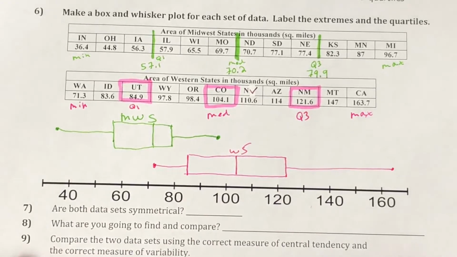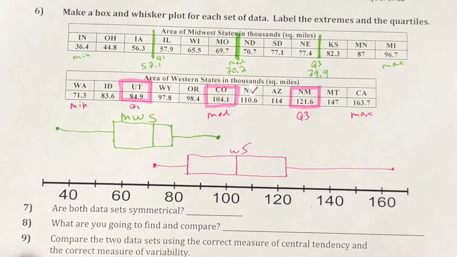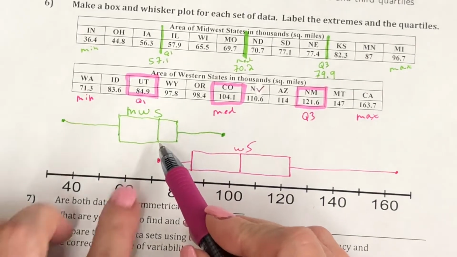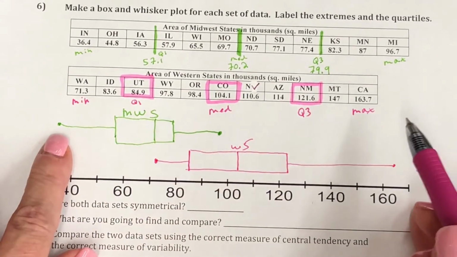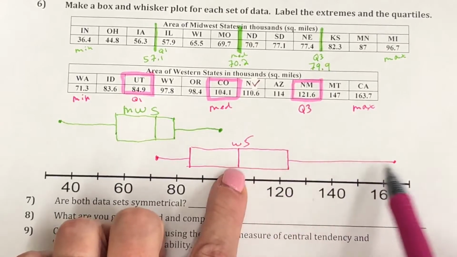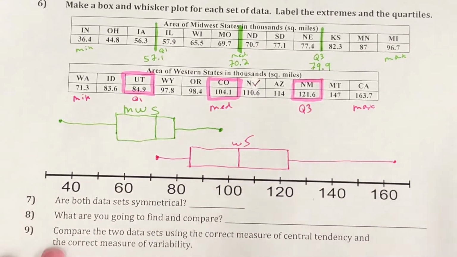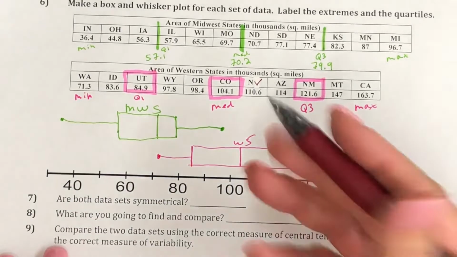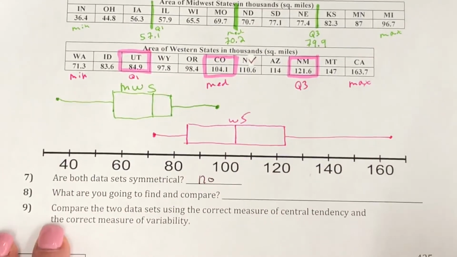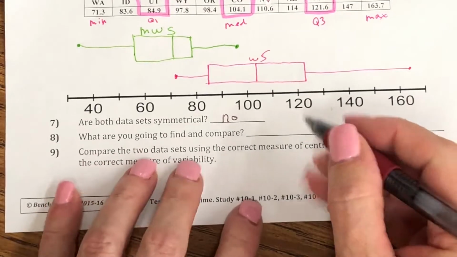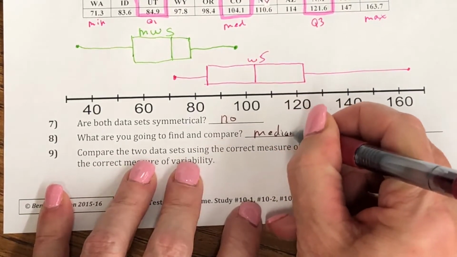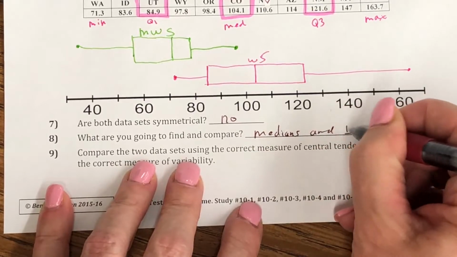Okay, are both sets symmetrical? Well, if I look over here, this is definitely not in the middle of 50% of the data, and this 50% does not look symmetrical. Same thing over here. This is much wider than this one. So I'm going to go with no, both sets are not symmetrical. So if they're both not symmetrical, what am I going to compare? Well, it says if one or both sets are not symmetrical, I'm going to compare the medians and the IQRs.